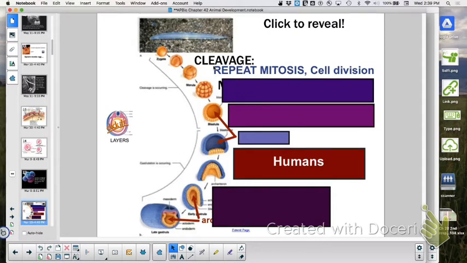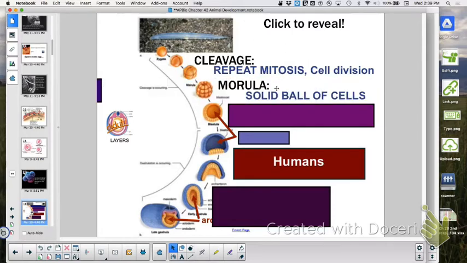Okay, cleavage, cleavage, cleavage, and you become a solid ball of cells called a morula. So repeating mitosis, cleavage, a solid ball of cells called a morula. Now, remember, we're going to blow this up like it's a water balloon, so we've got to move water in. Remember, we can never actively transport water, but what's a way to move water? Salt, yeah. Put salts in the middle, so pump your salts in the middle, and then you're going to blow it up to a blastula.